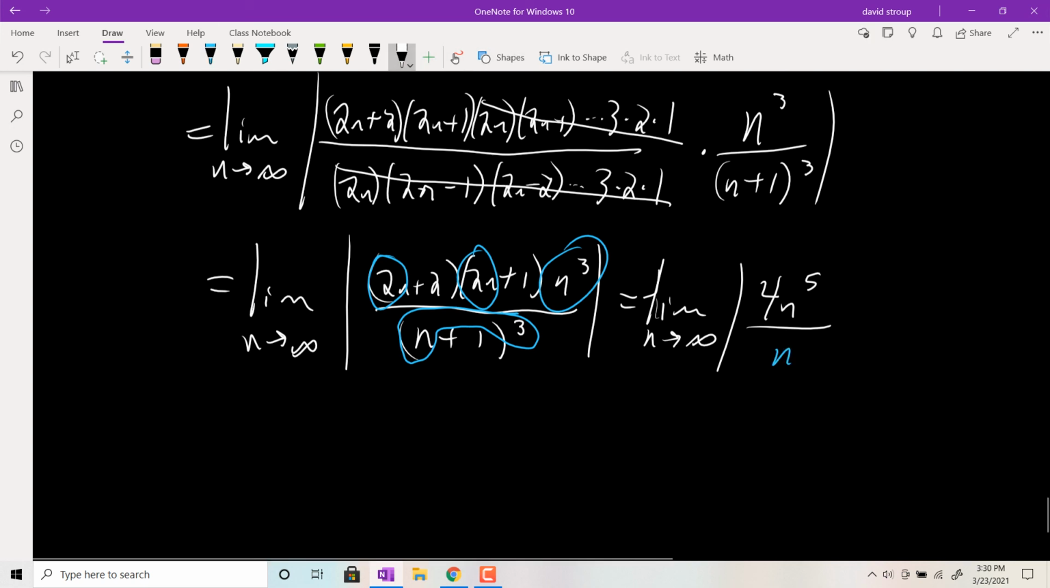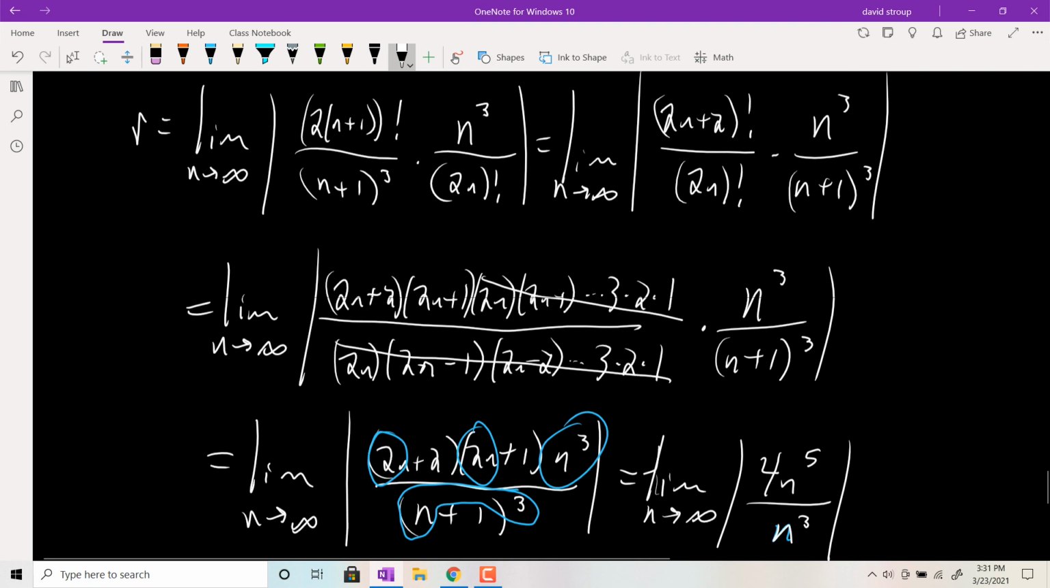Oops, let me go back to white. If you need to, you can FOIL the heck out of that and get your answer, but ultimately it's going to be the limit of, looks like 4n squared, and that'll just go to infinity.